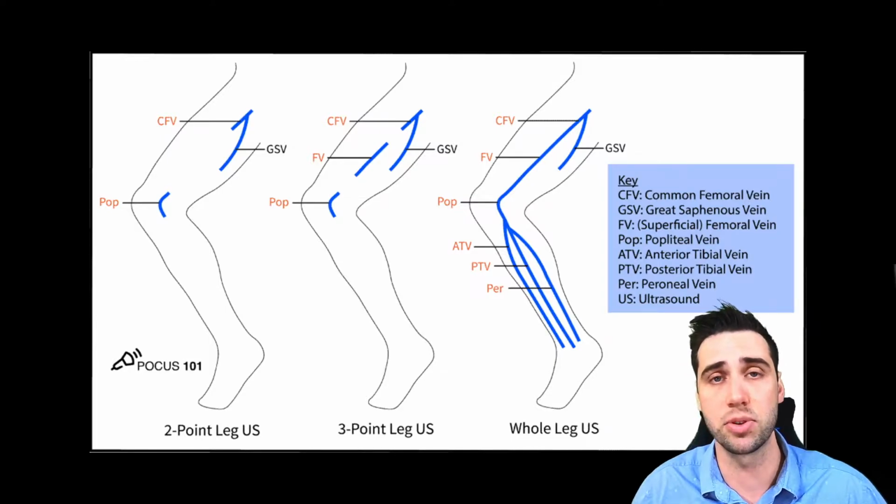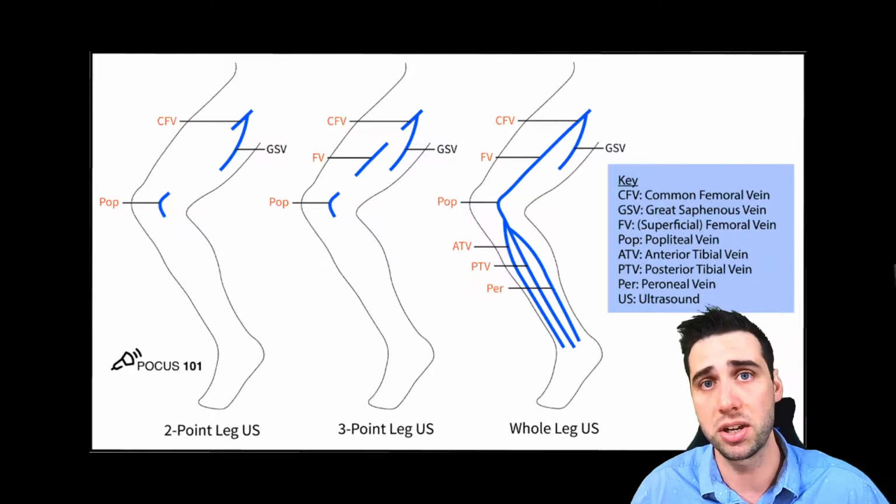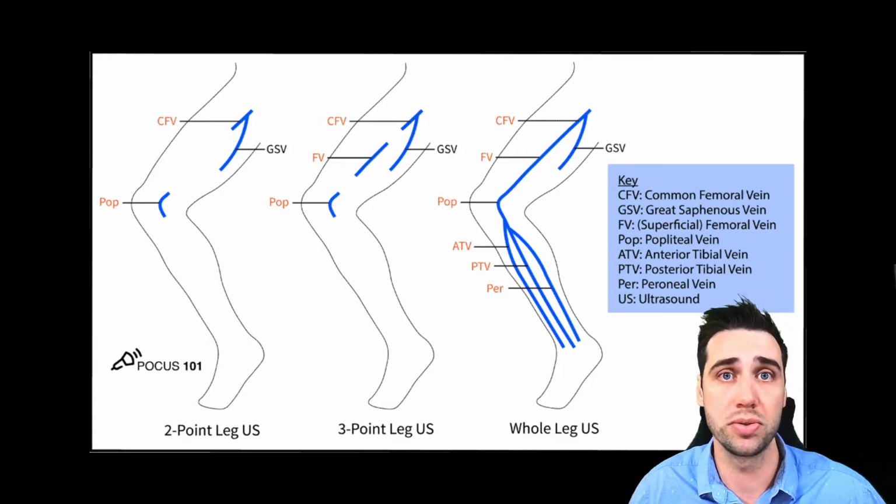This one goes over the different spots where we're going to compress for the different types of scans. Normally in the ED, we're going to do either 2 or 3-point compression scans, whereas if you send the patient to a vascular lab, if you have one at your hospital, they're going to check the whole leg. We'll talk more about the significance of all of that in our pathology series, but for now, just know that you're usually going to be doing a 2 or 3-point scan in your emergency department.